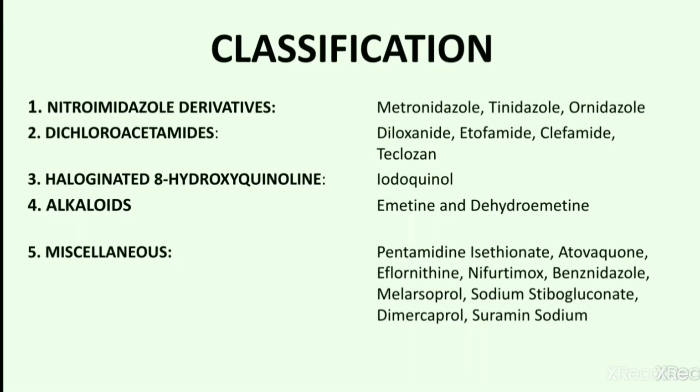Fourth category, alkaloids, includes emetine and dihydroemetine. Last category is of miscellaneous agents such as pentamidine isethionate, atovaquone, eflornithine, nifurtimox, benznidazole, melarsoprol, sodium stibogluconate, dimercaprol, and suramin sodium. Besides these, antimalarial agents are also antiprotozoal agents. We already discussed antimalarial agents in previous lectures.